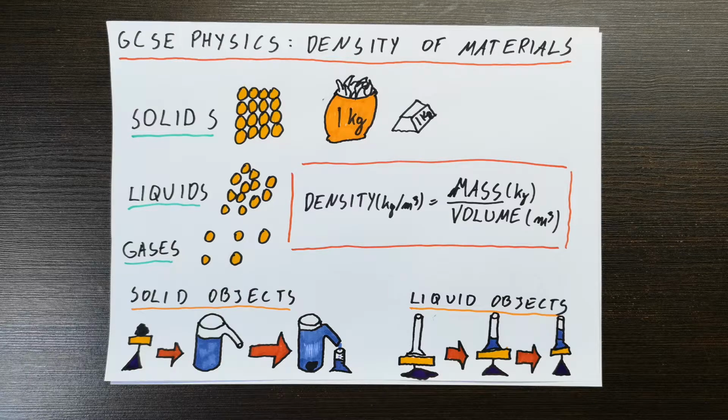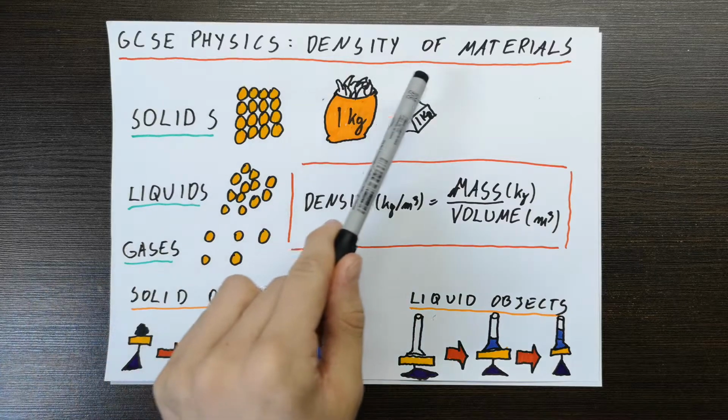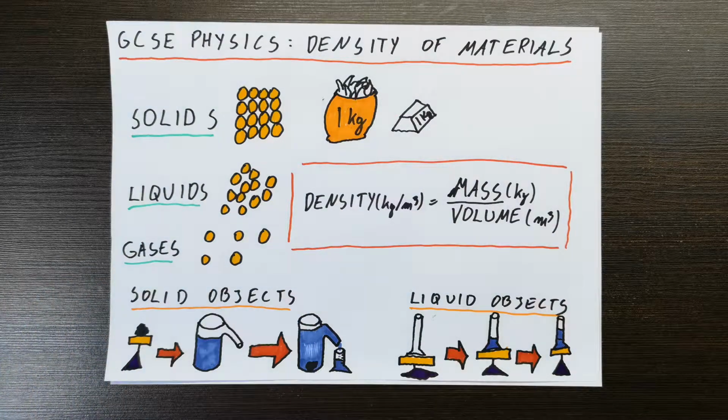Today we'll be looking at GCSE Physics density of materials. Now, the question of the day is, what's heavier, 1 kilogram of feathers or 1 kilogram bar of lead? As you probably know, the answer is that they are both the same weight because they both weigh 1 kilogram. The only difference is how much space each will take up. 1 kilogram bar of lead will actually be pretty small, whereas 1 kilogram of feathers would probably be held in a massive bag.